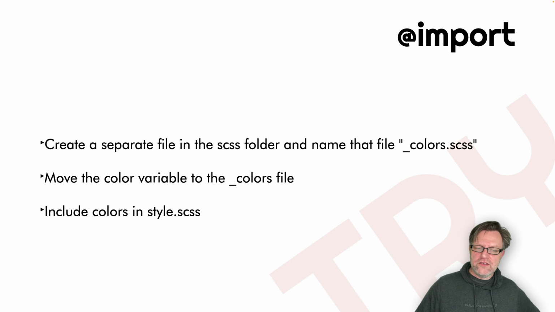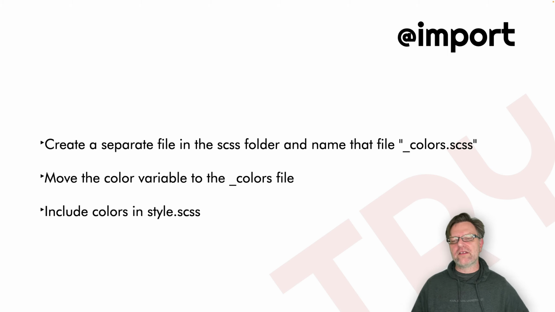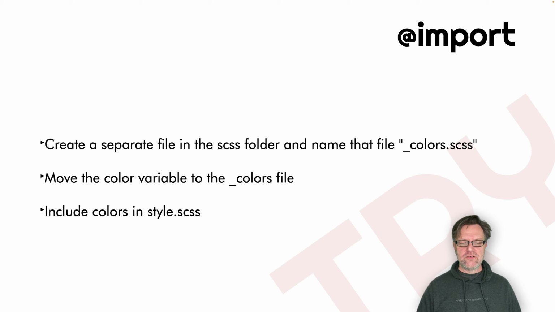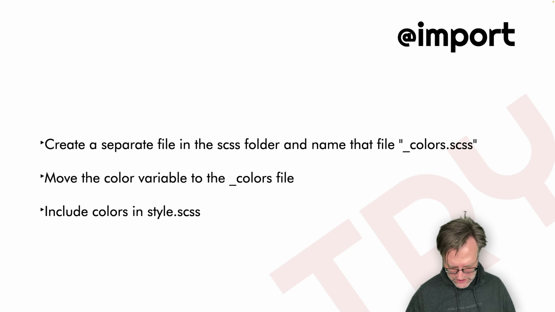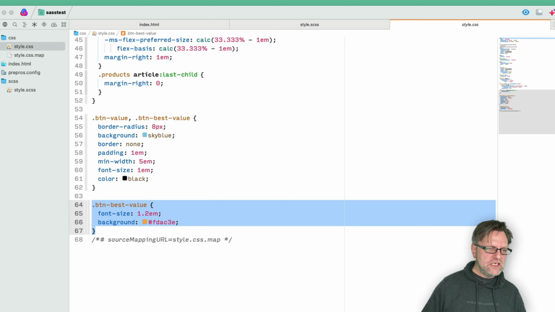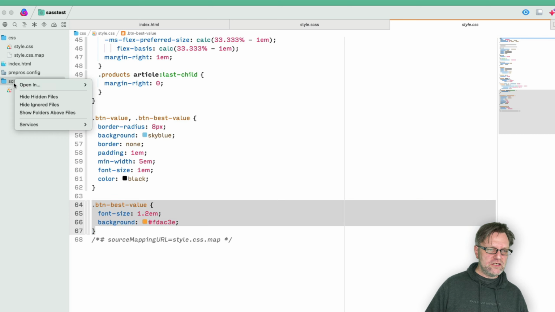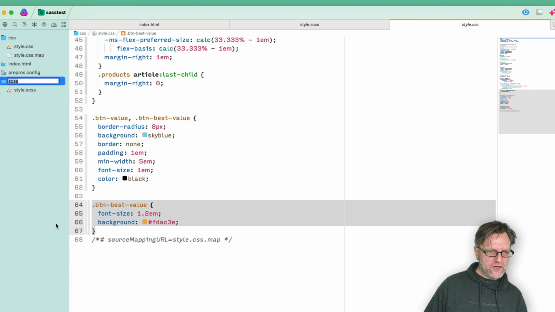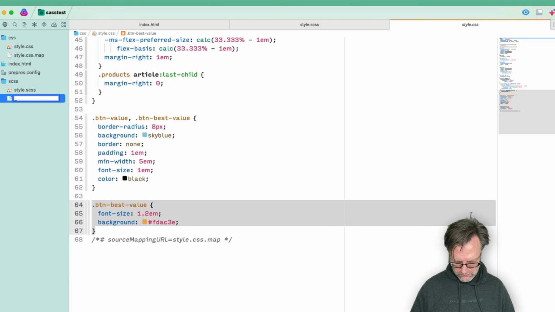Create a separate file in the CSS folder or SCSS folder and name that _colors, and then move all your color variables to that colors file and include colors in your style.scss. So let's try this one. Let's go back here, and within this one we need a new file, and it should be called _colors.scss.